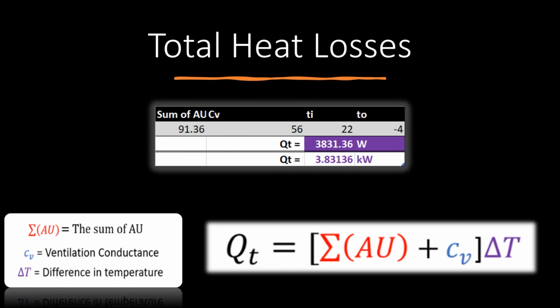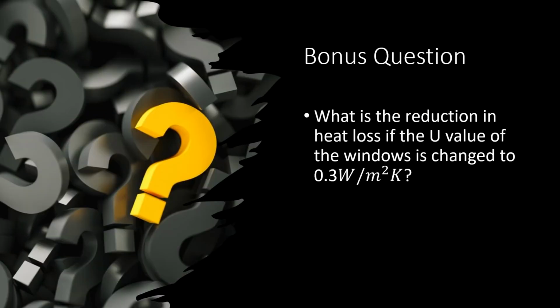What we'll do though is we'll jump to a wee bonus question, and we'll look at how changing U values affects the heat losses in the room. So if we look at a wee bonus question here, what is the reduction in heat loss if the U value for the windows is changed to 0.3 watts per meter squared Kelvin? So our U value previously, I think we were doing it 2 based on the limits of the building regs. Then we're going to drop it down to 0.3 and see what happens.